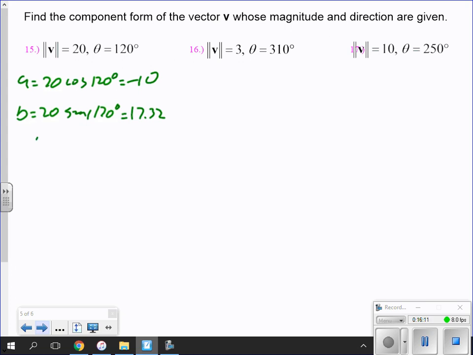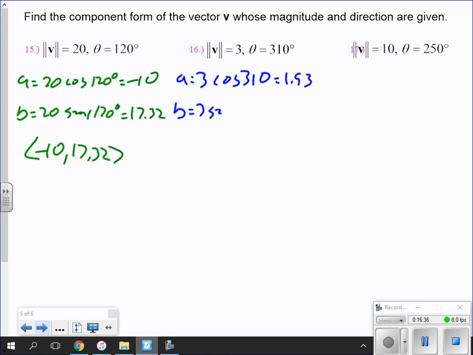So what is my vector? My vector is negative 10, 17.32. Actually, it's 10 root 3 is what it is. So next one, same idea. I have my A component is 3 cosine 310, which is 1.93. B is 3 times the sine of 310 degrees, which is negative 2.30. So my vector is 1.93, negative 2.30.